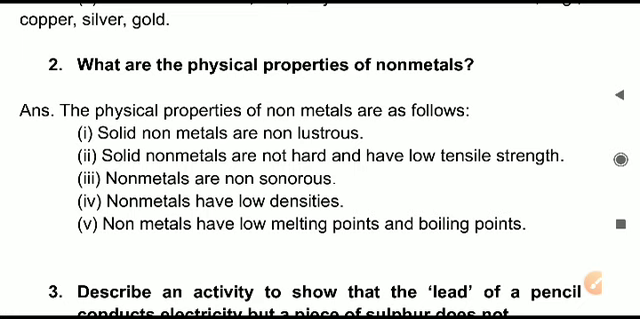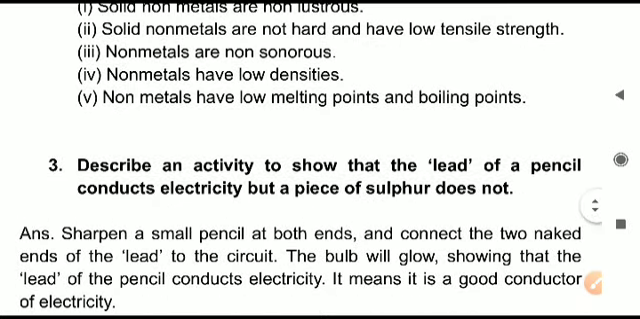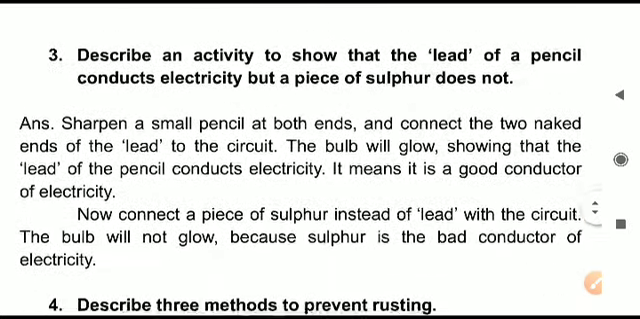If you hit any object on a non-metal, it will not produce a sound like the ringing of a bell in metals. So that is why they are non-sonorous. They do not produce a metallic clink sound on hitting of an object. Fourth point, they have low densities, and fifth point, they have low melting and boiling points. These are the physical properties of the non-metals.